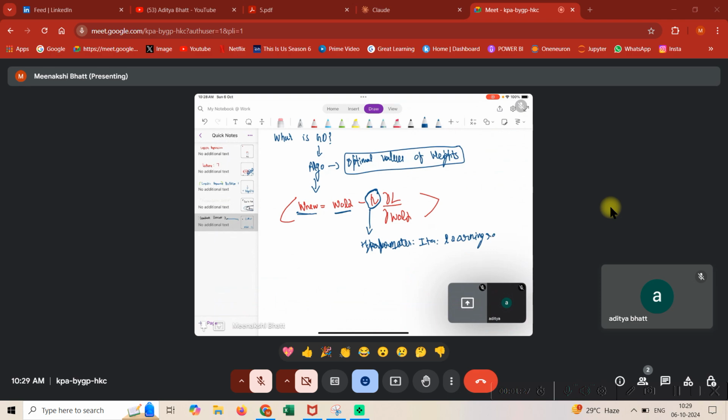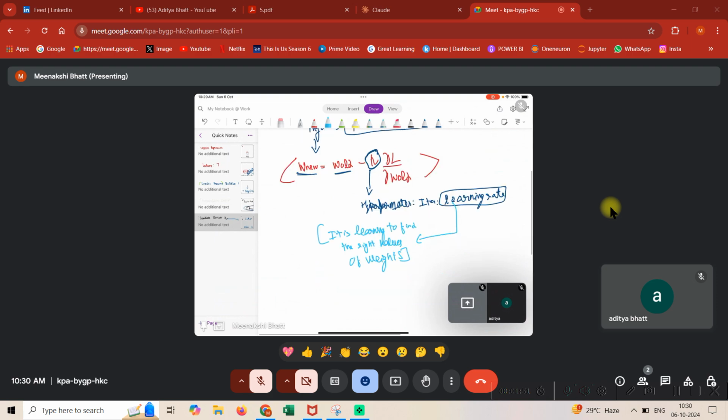First of all, whenever we say that a model is learning, what does that mean? This word learning means that it is learning to find the right values of weights. Why do we need to find the right value of weights?